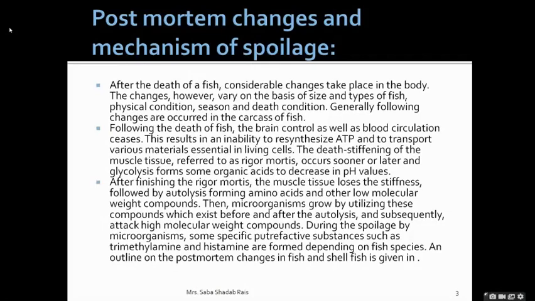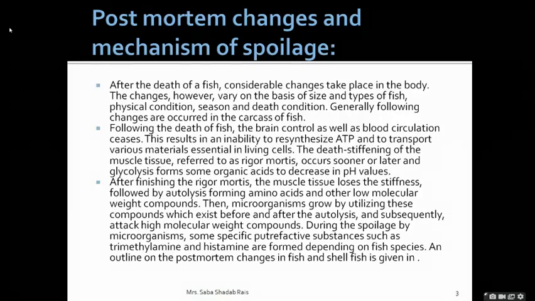Now, if the fish is dead, considerable changes will occur after death. What would those changes be? These changes depend on the size and the type of the fishes. It can be the physical condition, the season, and the death condition. You may have spread the fish on the seashore, or you might have taken the help of an electrical net. So definitely it depends on the death condition also.